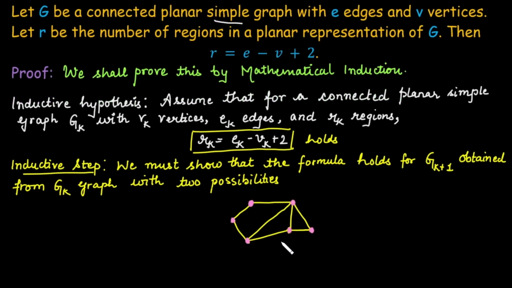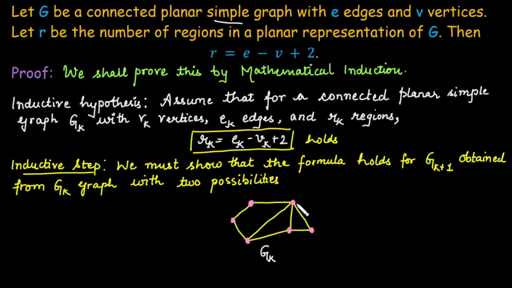What are those possibilities? Suppose we have this as a GK graph. From here, we need to obtain a new graph. We have two possibilities. First possibility is we can add an edge in this graph. So if we are adding an edge, we need to make sure the graph must be connected, planar and simple.